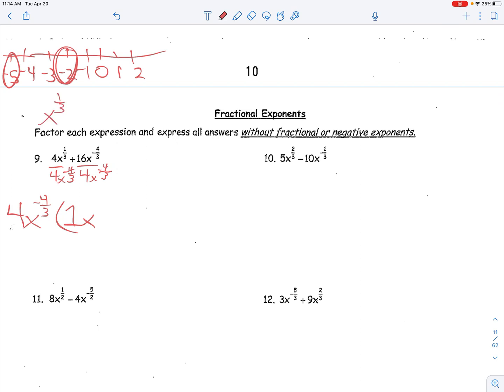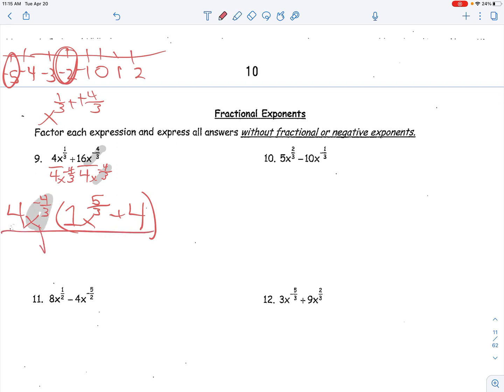X to the 1/3 divided by x to the negative 4/3 is x to the 1/3 minus negative 4/3 power, people, right? Top exponent minus bottom exponent. So 1/3 minus a negative 4/3 is 1/3 plus 4/3 is 5/3, right? Add the tops, keep the bottom. 16/4 here is 4, right? For the second term, x to the negative 4/3 crosses out. Remember, it crosses out to 1.